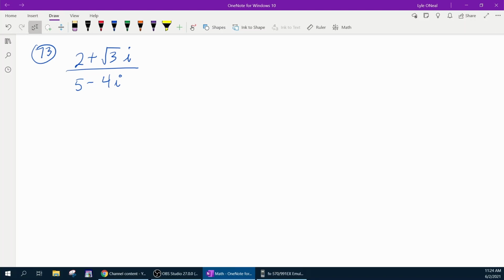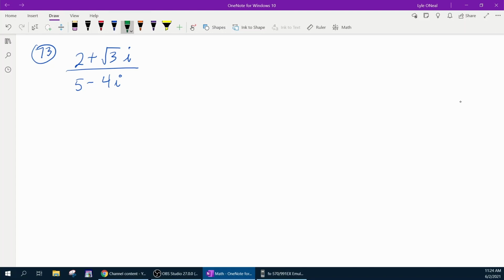And just for fun, I thought we would do another rational expression with a complex number. This one's going to be a little more exciting. First of all, the numerator is a binomial. It's a complex number. But also, notice the coefficient of i is square root of 3. So this is actually going to be a lot of fun for me.